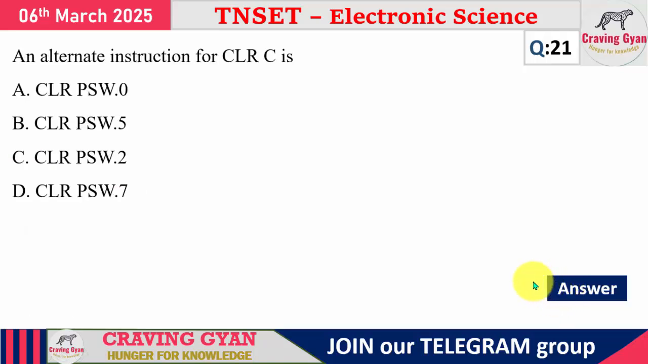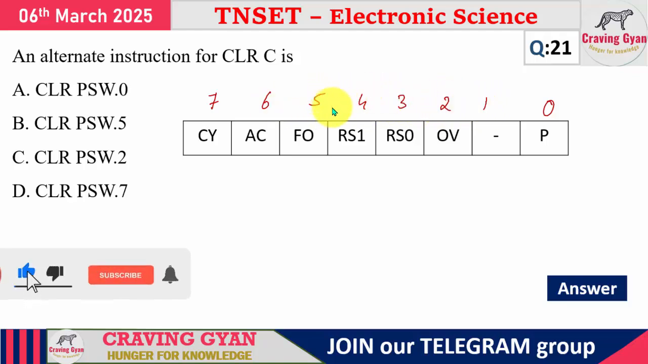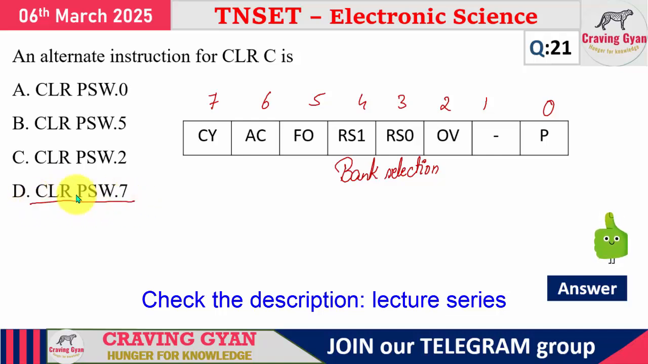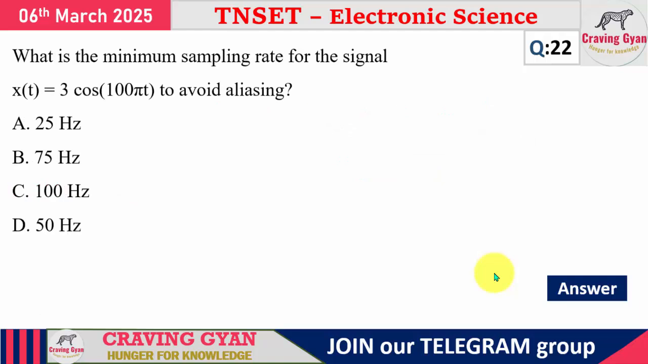Now, in the 21st question, what is the other alternative in order to clear the carry flag? If you are thinking that this question is a little bit tricky, you see. Anyway, we are in a position to write the program status word location. So, this is 0 and this is 7, 6, 5, 4, 3, 2, 1. That's it. This RS1 and RS0 is for bank selection. Now, this clear carry flag, how are you going to do it? You are going to write clear PSW.7. This is another alternative in order to clear the carry flag. So, for this, the corresponding option that is going to follow is option D is correct.